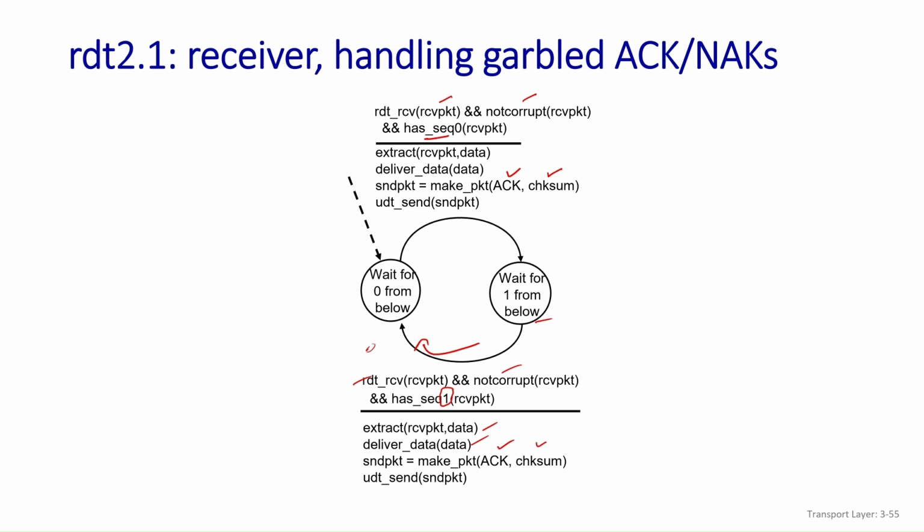But what about the abnormal events, right? What if we are waiting for call 1 from below and this event happens? That is, we receive a packet and the packet is corrupt. In case of a corrupt packet, we remember the receiver is supposed to send a negative acknowledgement, right? So now we will send what? We will not process such data because it is corrupt, right? We'll send a NAK calculating checksum, and we'll send this NAK to the sender.